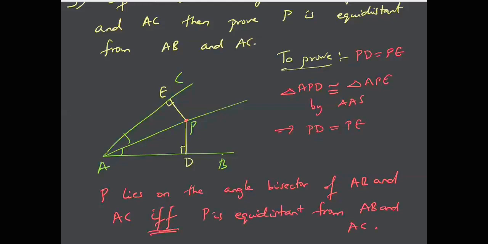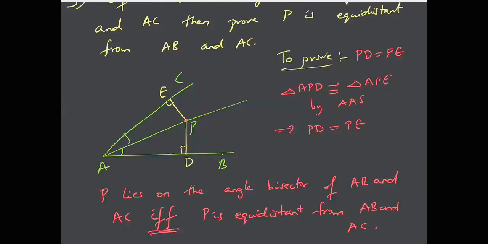If there is any point which is equidistant from AB and AC, then it must lie on the angle bisector, and vice versa is also true. That is, if there is a point which is on the angle bisector, then it must be equidistant from those two lines. Okay, so just quickly copy it down, then we'll move forward. Fine. So let us move forward.